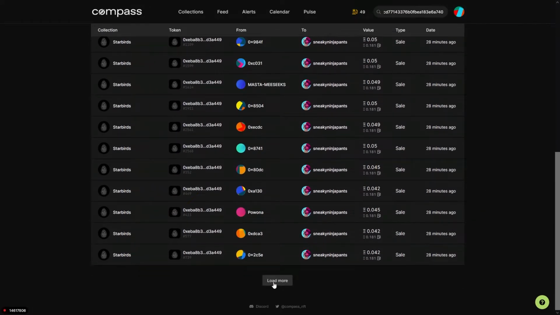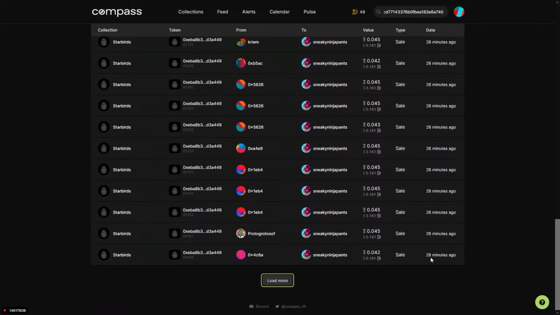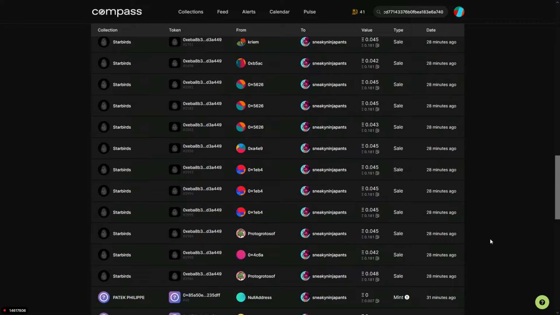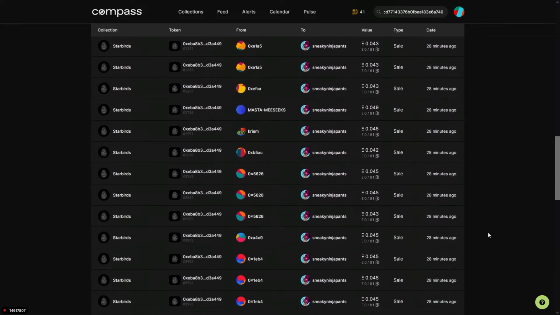And if you scroll down, you can load more and continue to look through the transaction history. Most of these are Sneaky Ninja Pants just buying, but you get the gist of it. Yeah, here's some more false mints, and then here's like a transfer and stuff like that.